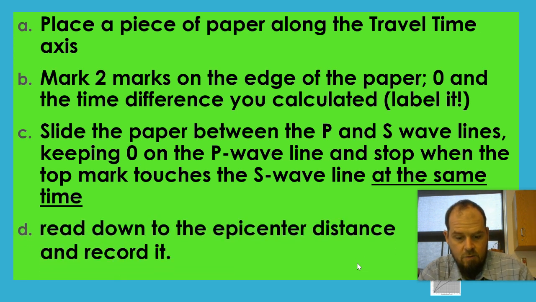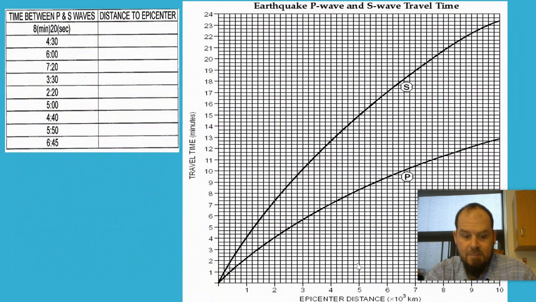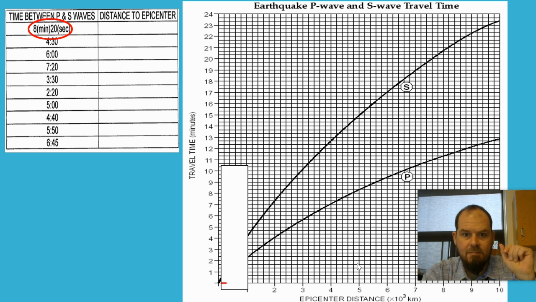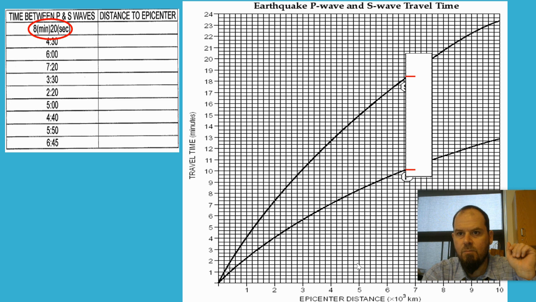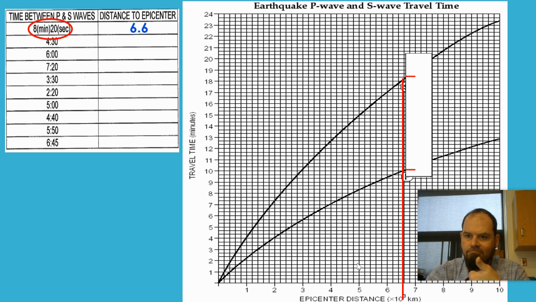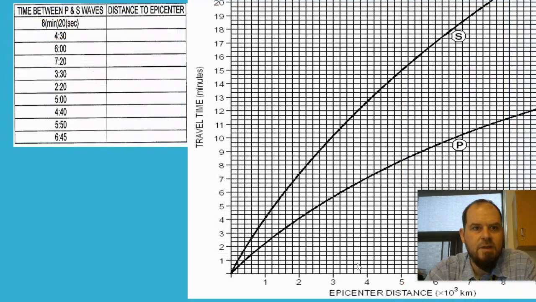I'm going to do 3 of these for you right quick because there's a bunch of them for you to do at the bottom of the page. So this is what the bottom of your page looks like. This is what your reference table looks like. These are already calculated differences in time though. So we're just going to take that 8 minutes and 20 seconds. I'm going to take my piece of paper, put it on, mark 0. I'm going to mark 8 minutes and 20 seconds. And then I'm going to slide this up until both waves touch the marks that I made. Read down: 6.6-ish kilometers. Perfect.